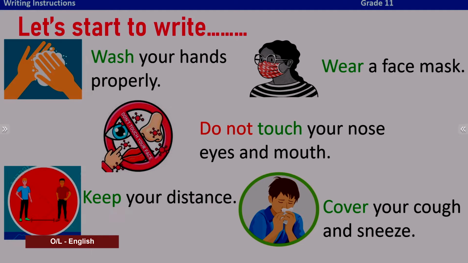Can you see there is a line across the picture? It says not to do something. That's why I used do not here. After do not, you have to use the verb touch. Touch what? Your nose, eyes and mouth.